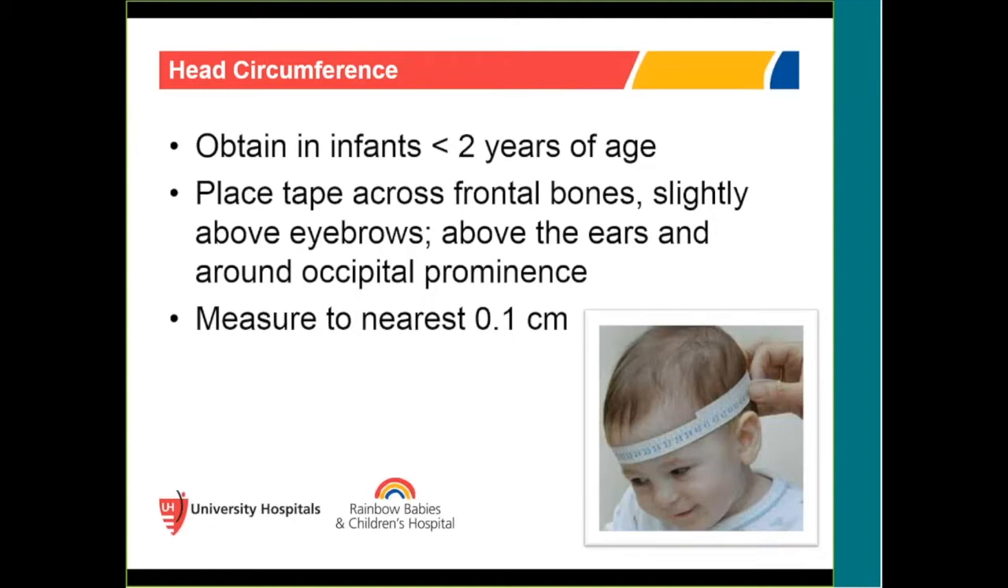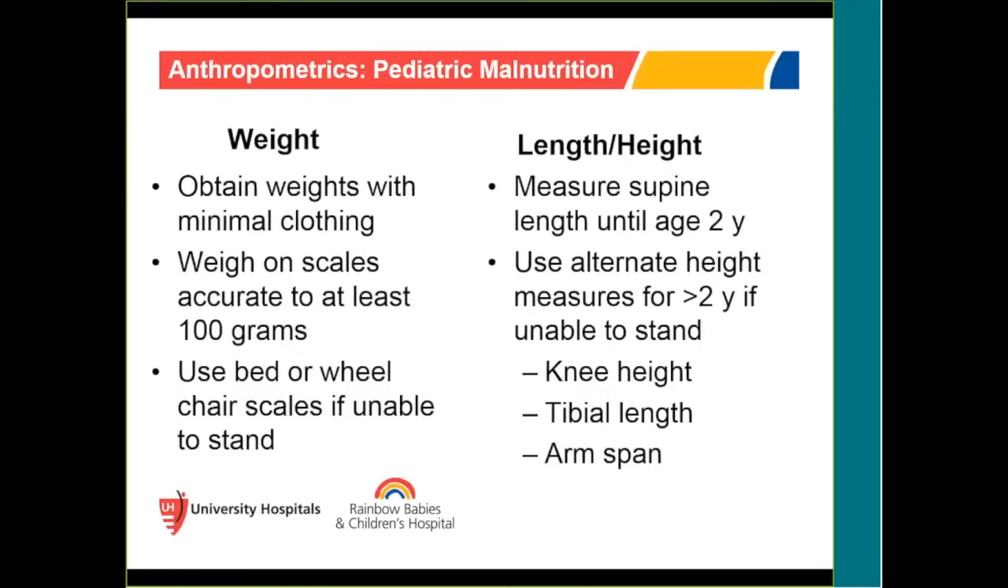In the United States, we obtain head circumference in children less than 2 years of age, and to do that, we place the tape around the frontal bones just above the eyebrows, above the ears, and around the occipital prominence, which is the largest part of the back of the head. We also obtain weights in children and recumbent lengths in children less than 2 and in children who are unable to stand. When children are unable to stand, that is when we consider some of those alternate height measures that we'll discuss today.